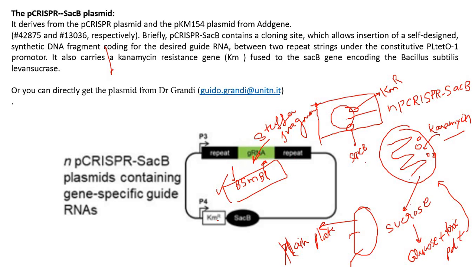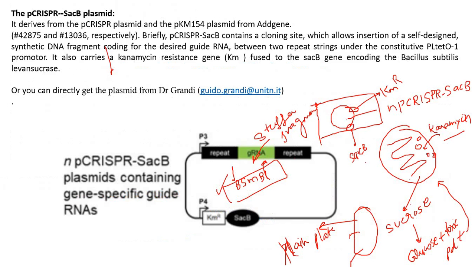So what you can do is either directly purchase it from Dr. Grandi, or you can order these two plasmids separately, and based on some restriction enzyme digestion reactions you can ligate them and you will get something like that. Okay. So this is regarding this. But it is going to take some time, so it's better to get it from Dr. Grandi directly.